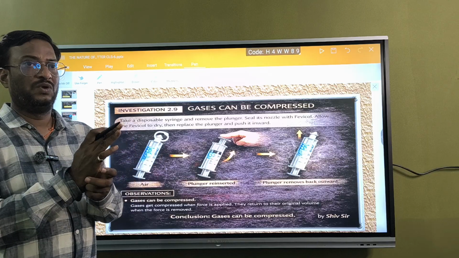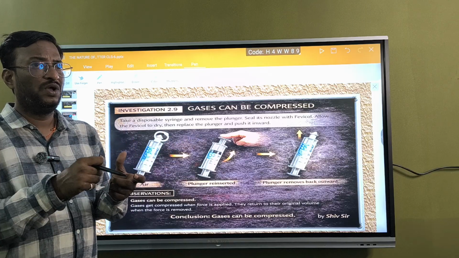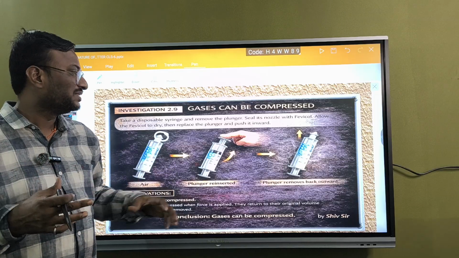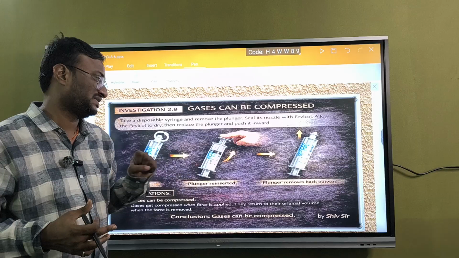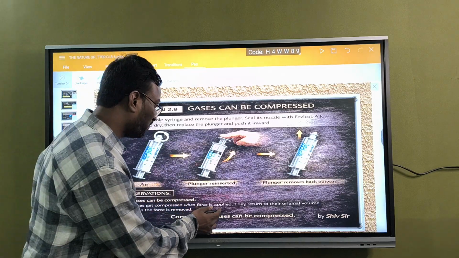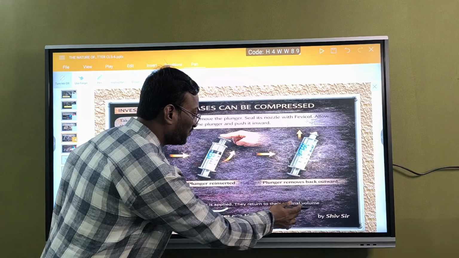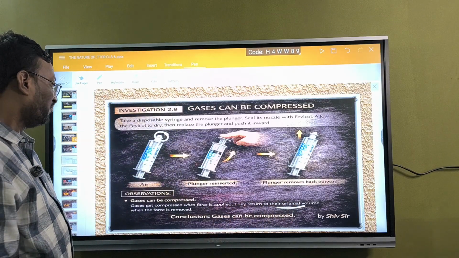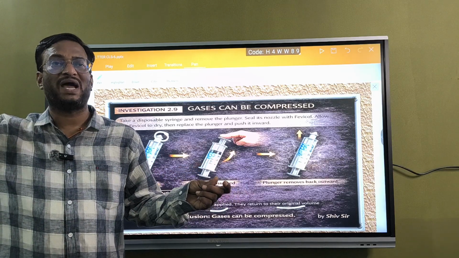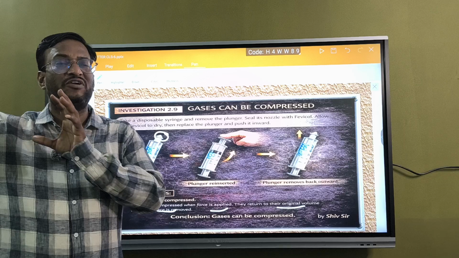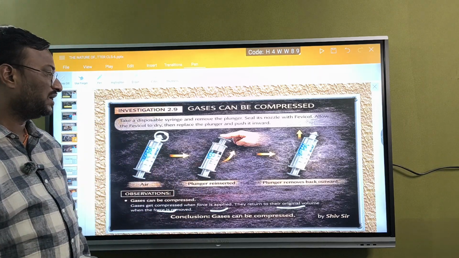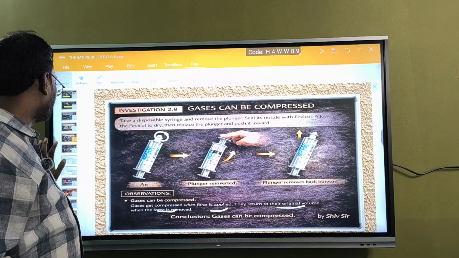It will move. In the case of liquids it doesn't move, but in the case of gases it moves. What does it indicate? It indicates that gases can get compressed. Gases get compressed when force is applied. They return to their original volume when the force is removed. When it comes back, the gases will expand and fill the whole syringe. So from this we can conclude that gases can be compressed.